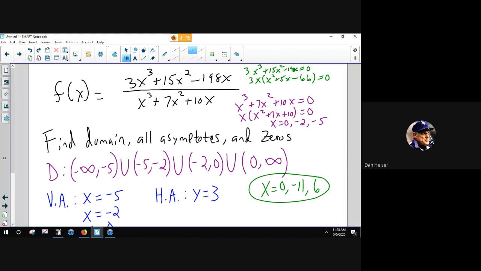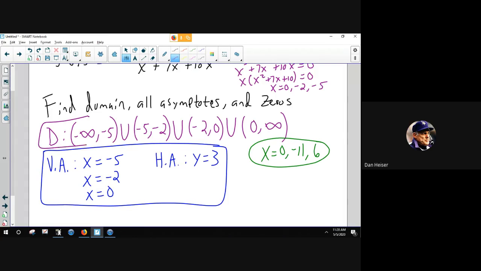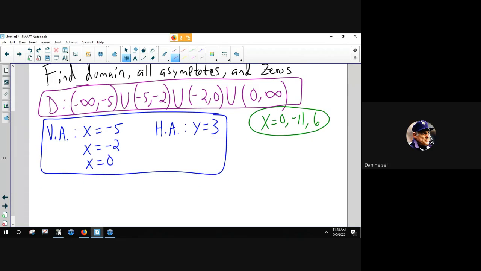Zeros of our function, horizontal and vertical asymptotes, and our domain. And again, if we needed to, we could do a rough sketch of the graph based on that information. We know in the long run, our function will approach the line y equals 3. We have 3 vertical asymptotes, and we have 3 places where it crosses the x-axis.